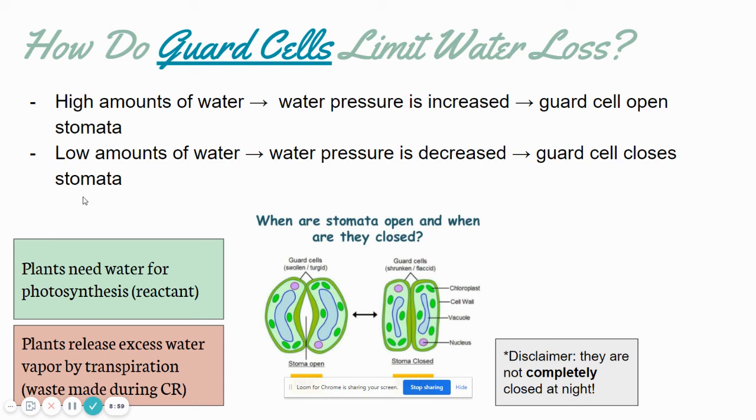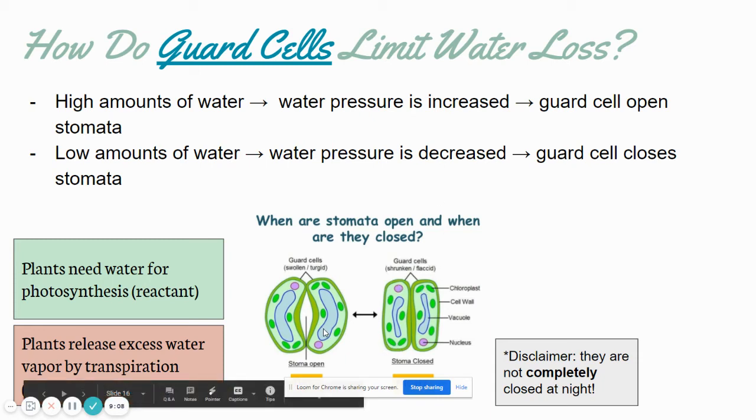When the plant hasn't gotten enough water, there's low amounts of water in the plant, so water pressure is going to decrease. Notice how the guard cells here look a lot smaller than here because they filled up with less water. The vacuole, this little organelle that we've talked about before, has less water inside of it, which means there's less water pressure and the guard cells close, just like an inflated balloon. So the stomata also closes.